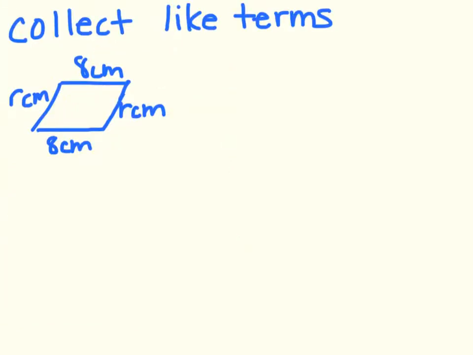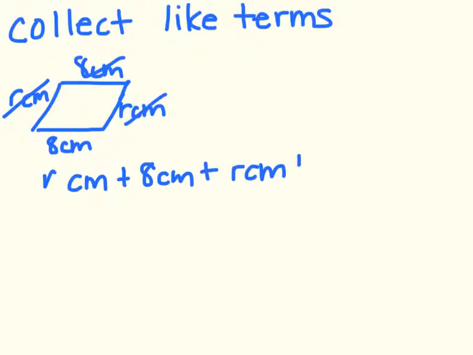Now let's learn to collect like terms to simplify an expression. This figure shows a parallelogram. Find the perimeter of the parallelogram. Okay, so to find our perimeter, we need to add each side length together. So let's begin with r centimeters plus 8 centimeters plus r centimeters plus 8 centimeters.